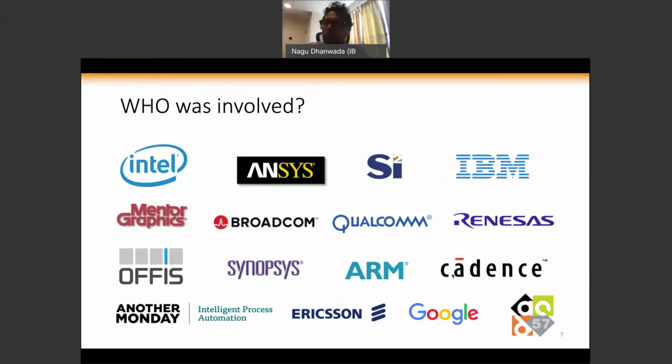Now, in terms of who all were involved, the slide just shows a list of all the companies who were involved in the development of the standard. So here is a list of, in fact, all the companies who were involved in development as well as final voting to approve the standard. And as you can see, there's representation across semiconductor companies, cloud companies, systems companies, EDA companies, and the whole spectrum. So this has been a standard which has representation from all parts of the industry.